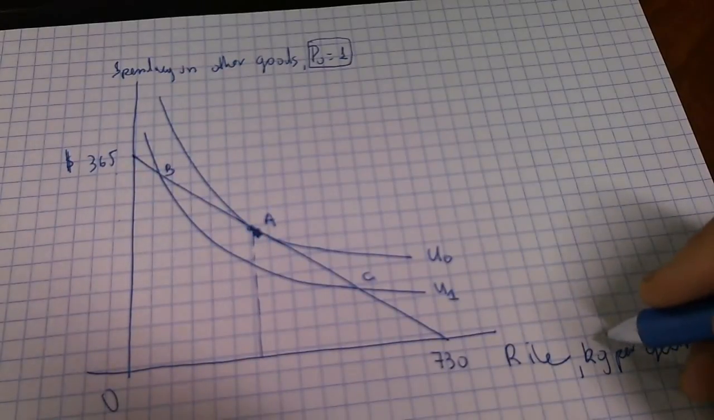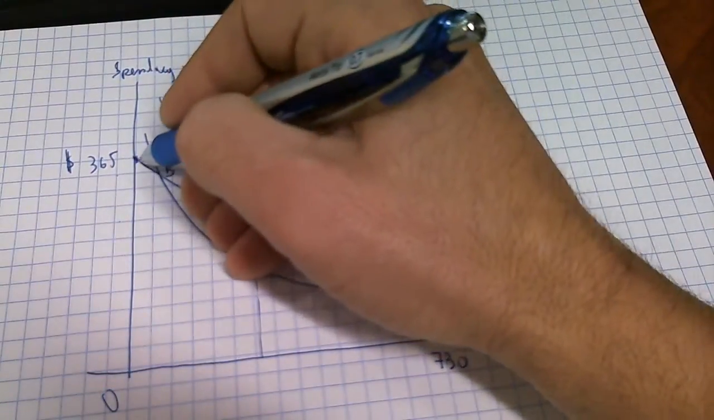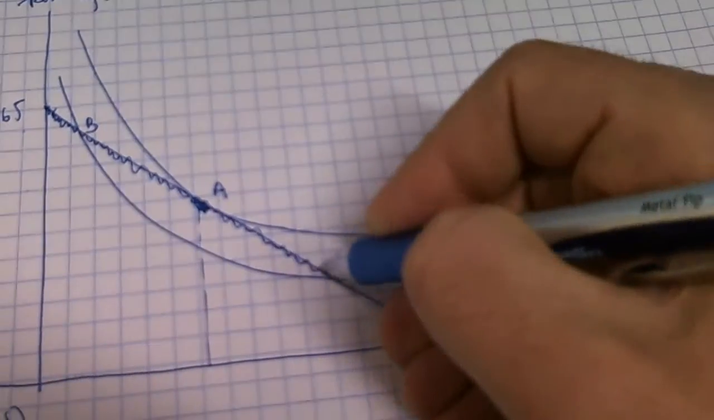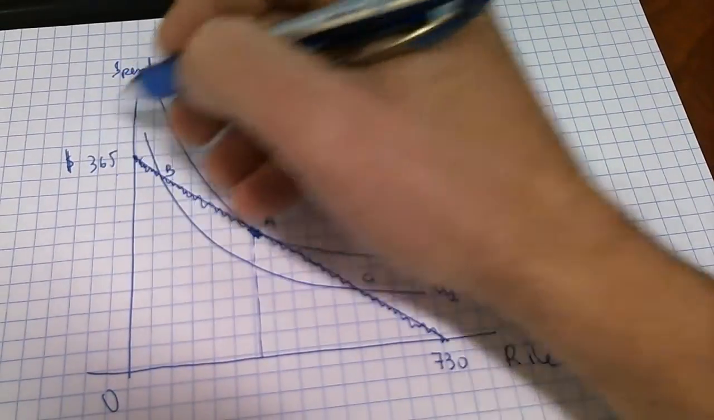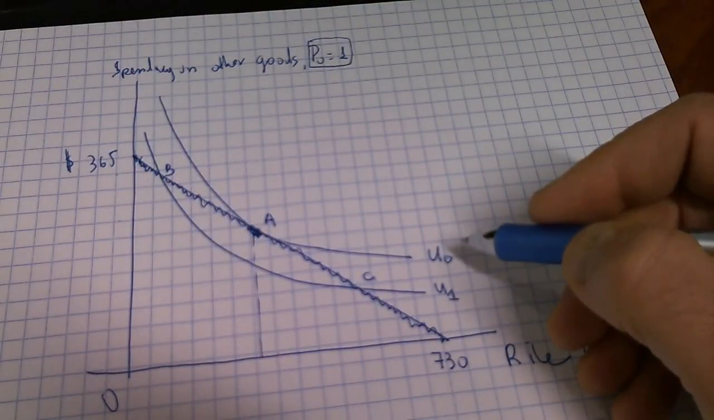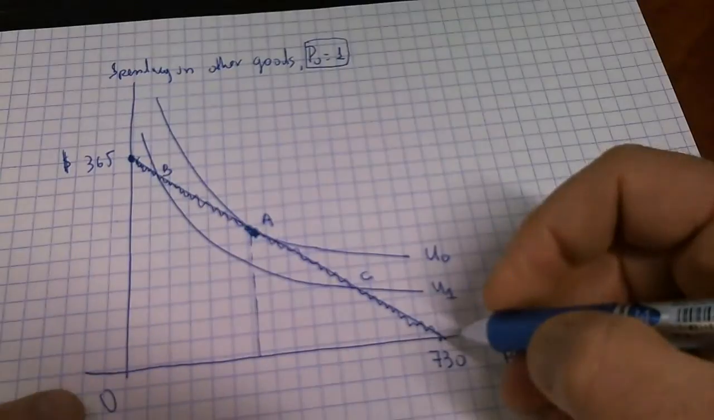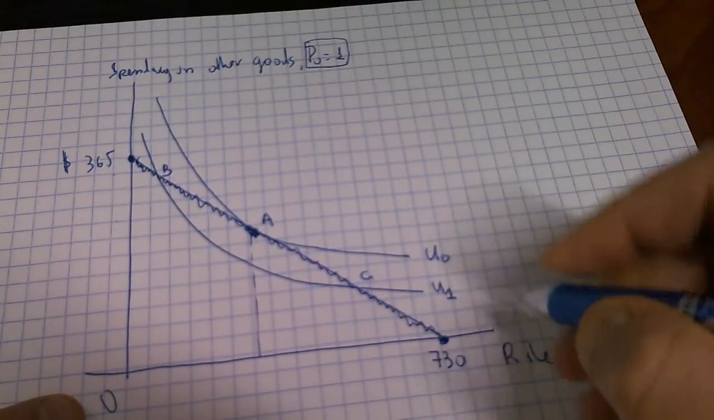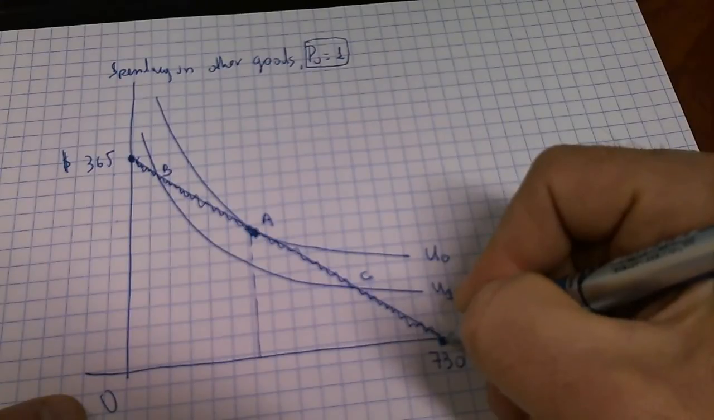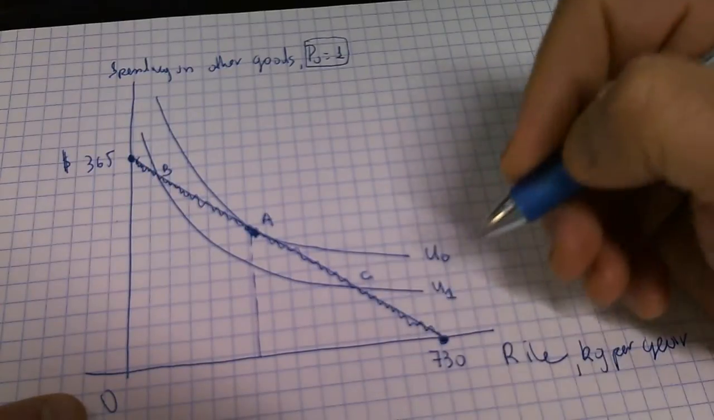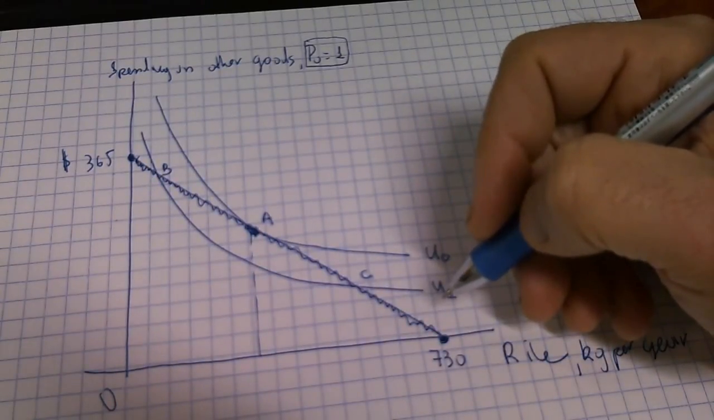We have a budget constraint. His budget constraint is the straight line here. The person has $1 a day, so he has $365 of income a year. He can spend it all on other goods, in which case he is going to be up here, or he can spend it all on rice, in which case he's going to be down here, consuming 730 kilograms of rice a year. Lots of rice, right? The average family in Asia, in a poor country, consumes about 150 kilograms a year.